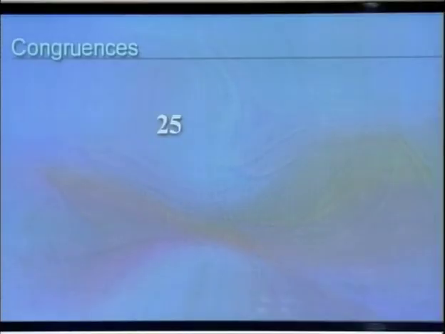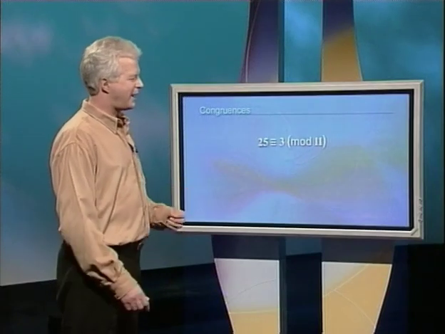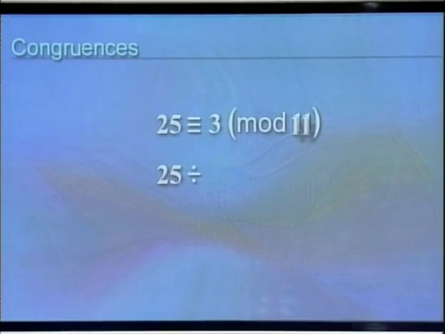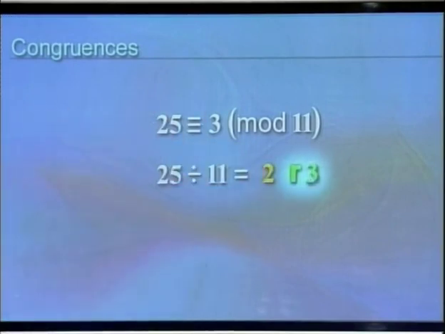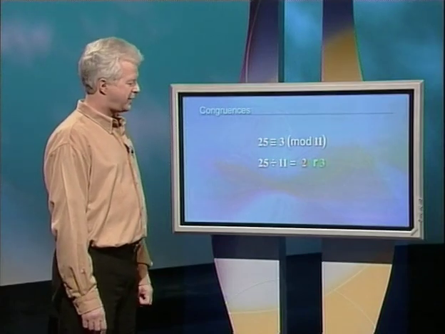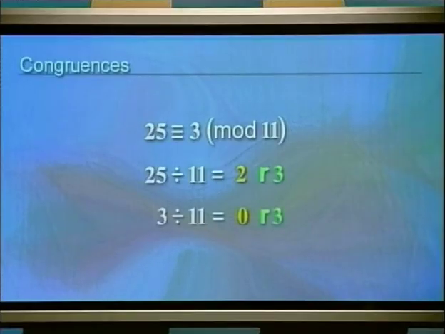Let's try an example. Let's take the congruence 25 is congruent to 3 mod 11. How do we check that? Well, first of all, divide 25 by 11. And 25 divided by 11 is 2 remainder 3. And it's the remainder 3 that's important. Because if we then divide 3 by 11, then we get 0, remainder 3. The remainders are the same in each case, so that 25 is congruent to 3 mod 11.